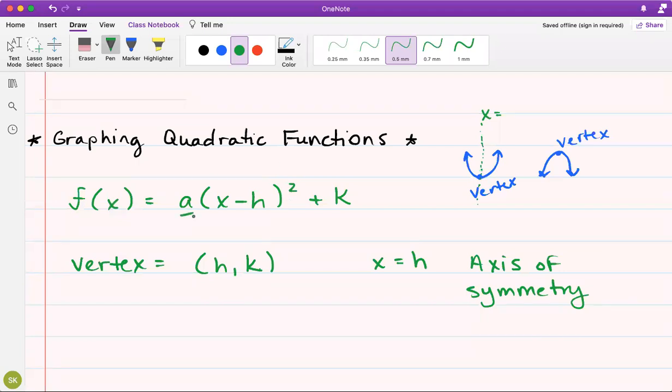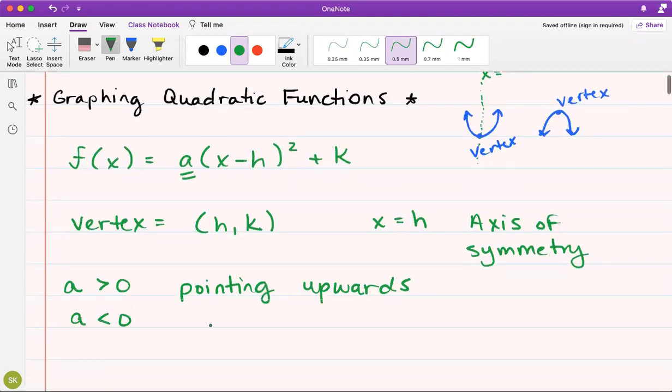Another thing to notice is that this number in the front, a, tells us if the parabola is pointing upwards or downwards. If a is greater than 0, we're pointing upwards. If a is less than 0, we're pointing downwards. So pointing upwards like this, and pointing downwards like this. It also tells us if we have a minimum or a maximum. So if we're pointing upwards, our vertex is going to be the minimum of the graph. And if we're pointing downwards, the vertex is going to be the maximum of the graph.